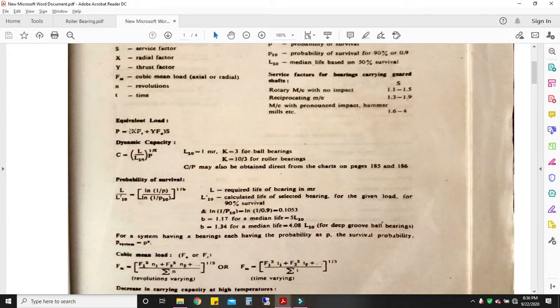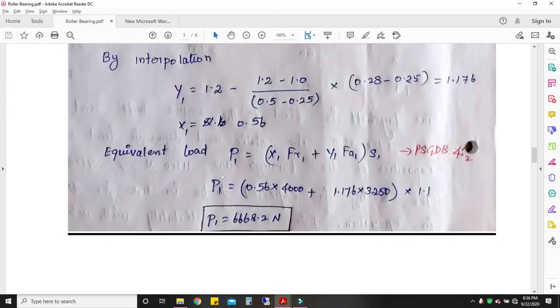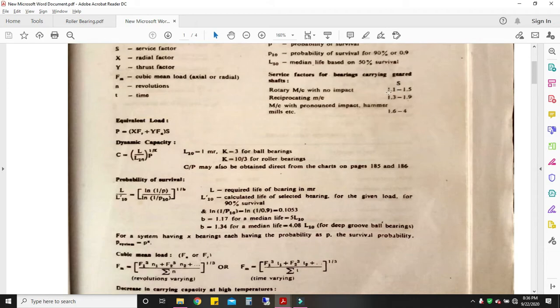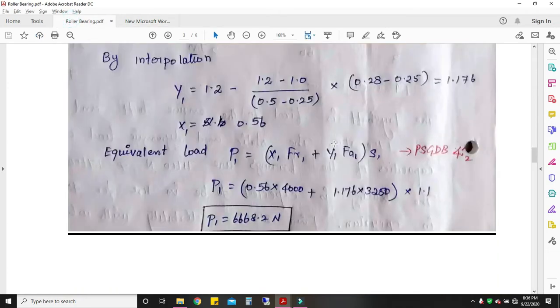Okay, so take this formula P equal to X into FR plus Y into FA into S. So P1 equal to, this 1 indicates the first gear, X1 into FR1 plus Y1 into FA1 into S1. The S value will be 1.1, I have taken right from the data book. Substitute all the known values, and finally you will get the equivalent load in the first gear, that is 6668.2 Newton.